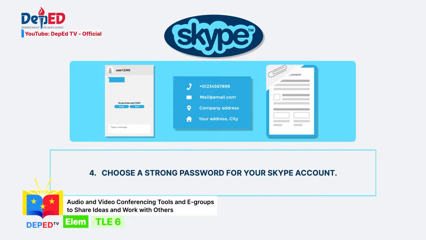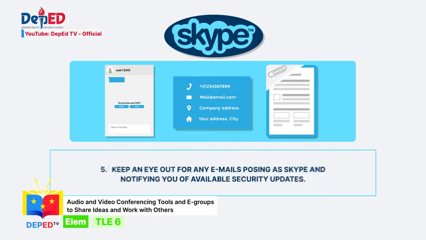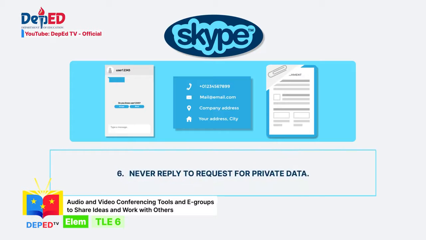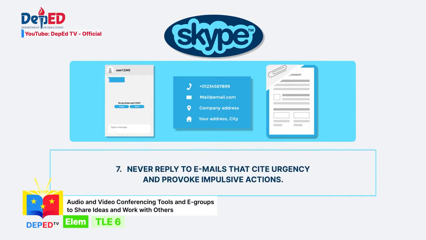Number 4. Choose a strong password for your Skype account. Number 5. Keep an eye out for any emails posing as Skype and notifying you of available security updates. Number 6. Never reply to requests for private data. Number 7. Never reply to emails that cite urgency and provoke impulsive actions.